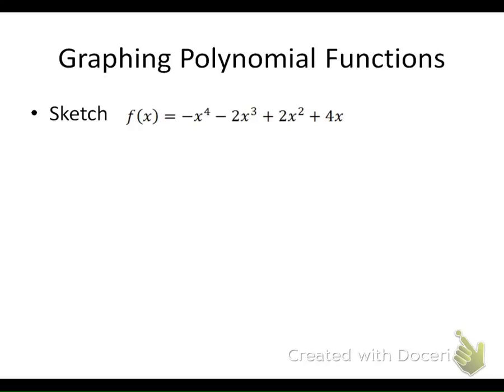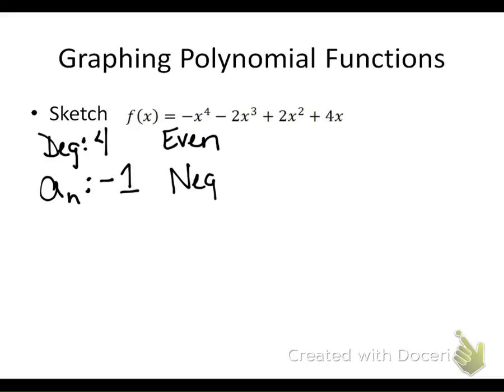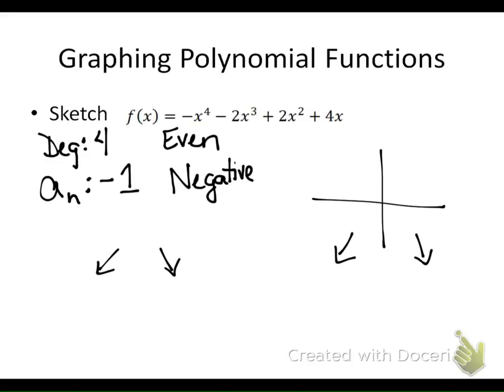End behavior. I need the degree and leading coefficient, a sub n. So I know I'm going to be even, and I'm negative. So if I'm even, I'm either both up or both down. And since I'm negative, I know I have to be both down. So if I start my sketch, somehow I got to look like that.